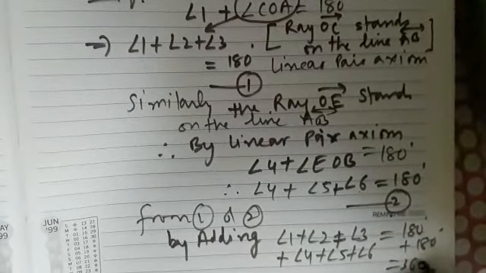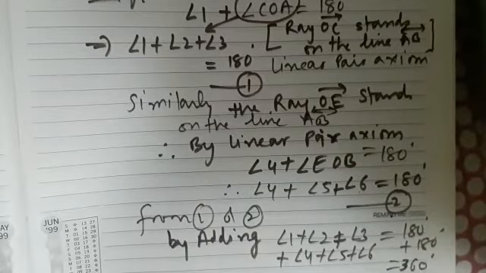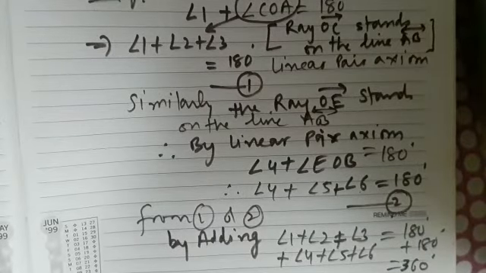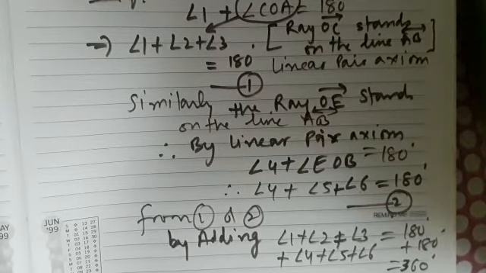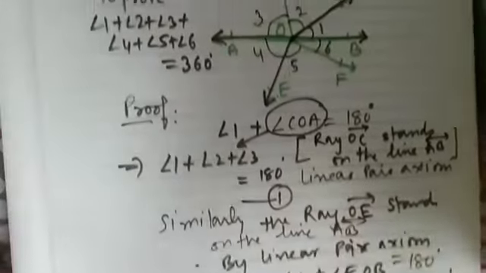So this is how easily we have proved that the sum of the angles around a point is equal to 360 degrees. I hope it is clear to you.